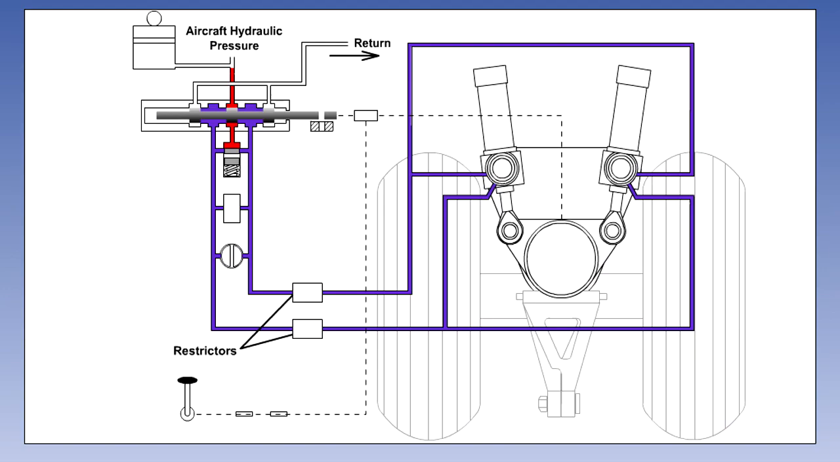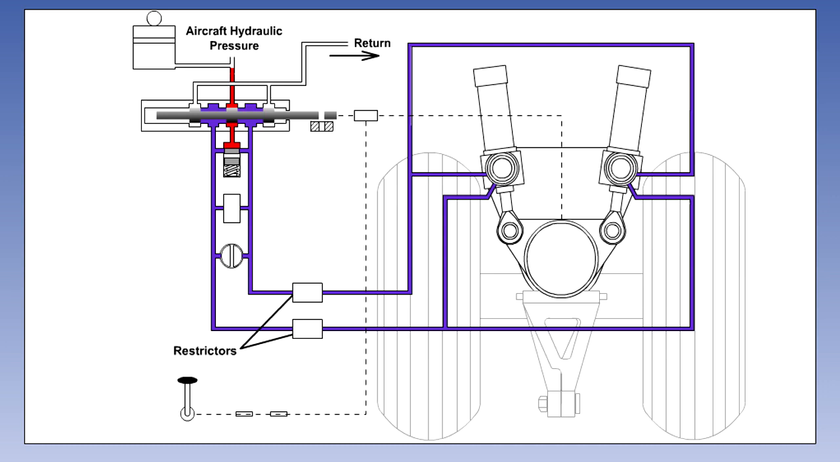The best ways to keep shimmy to a minimum are to maintain the nose gear correctly, replacing worn-out parts, and by maintaining correct tire pressures. However, many nose wheels are still prone to shimmy, and there are a number of methods used to try and reduce its effects.